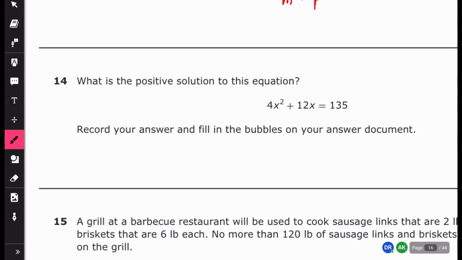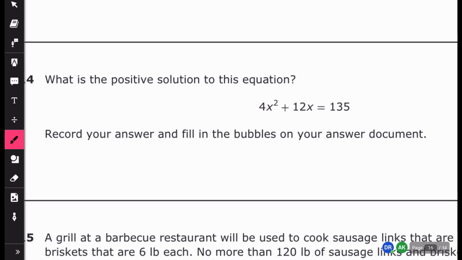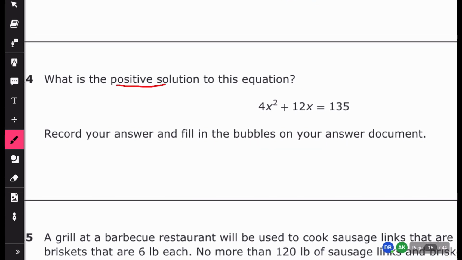Next, 14th one. What is the positive solution to this equation? Record your answer and fill the bubbles on your answer document. So we have to take only the positive solution. We no need to take the negative solution. That's given to us over here very clearly. So now here how can we write this equation? 4x square plus 12x minus 135. If you do the same on both sides, you get it as 4x square plus 12x minus 135 equal to 0.